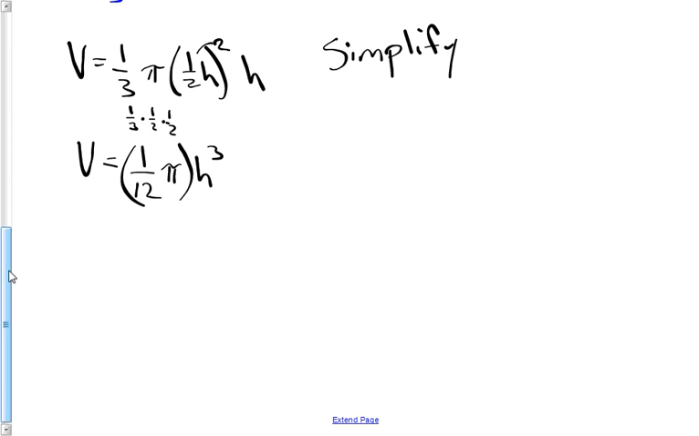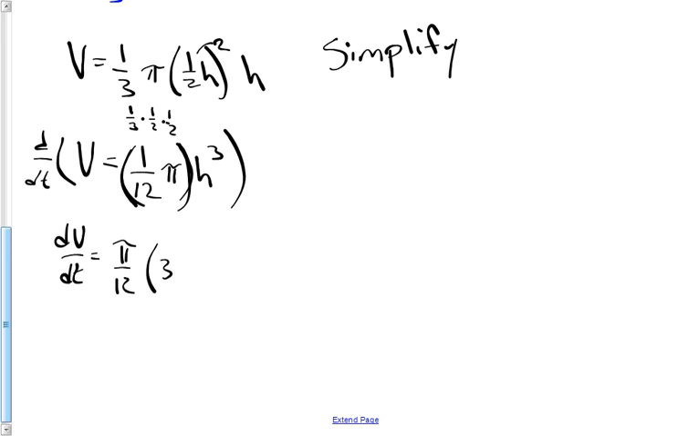What are we going to do next? Differentiate with respect to time. Both sides of that thing. dV/dt is equal to, a nice little power rule here. I can do it this way too, though, guys. 1/12 pi is a coefficient. I could just write that as pi over 12 times 3h squared dh/dt. Does that help? Really just dealing with the h cubed rather than dealing with the coefficient, because the coefficient is a constant. It's just a scalar multiple of the derivative. Okay?